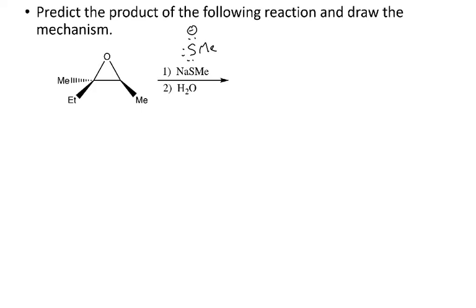Now, when I draw this product, there are two ways that I think it's easiest to show the inversion of configuration. When we first learned about drawing inversion of configuration, what we talked about is, for this chiral center, when we're going to invert the configuration, we're going to change all the wedges to dashes and all the dashes to wedges. So one way to draw this product would be: the OH ends up on the more substituted carbon. That carbon wasn't attacked, so its stereochemistry should stay the same. And then we can replace the oxygen with our new nucleophile.